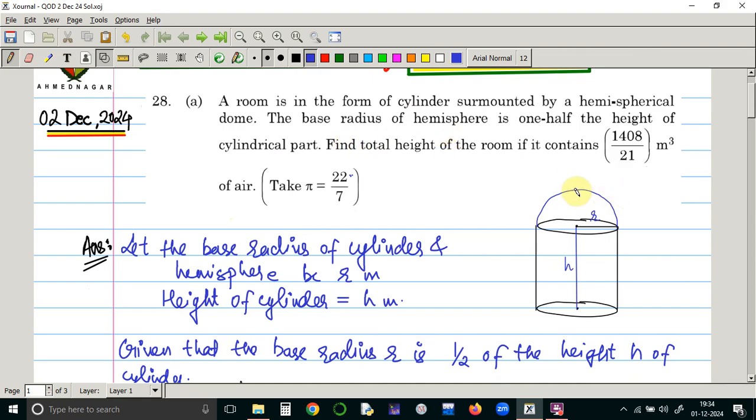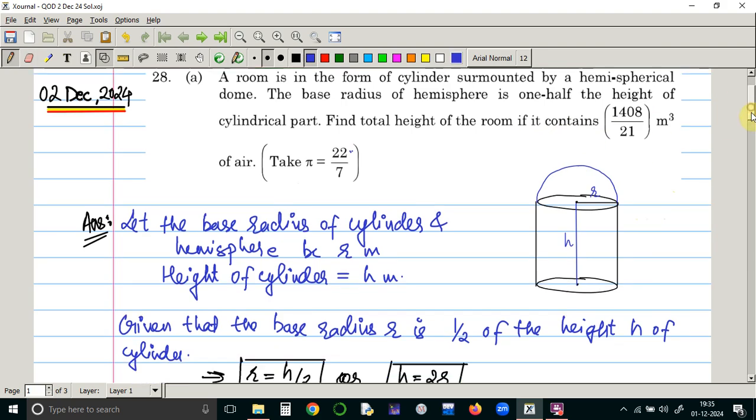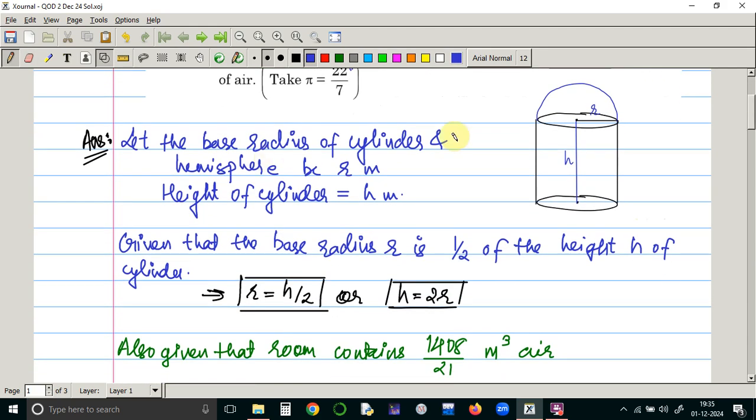So we have to find the total height of the room, which includes the height of the spherical dome and the height of the cylinder. So in the end we have to find h plus r. And given that it contains this much air, this is nothing but the volume of the room. This is the given volume of the room. So let's begin the solution. This is the diagram.